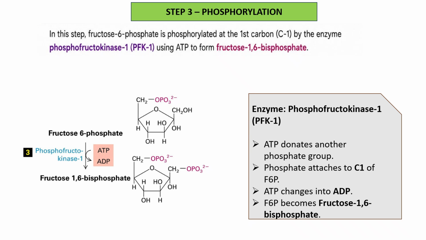This is an important, irreversible and rate-limiting step of glycolysis. Phosphofructokinase 1 regulates the flow of glucose through glycolysis, and the formation of fructose 1,6-bisphosphate commits the molecule to continue through the glycolytic pathway.